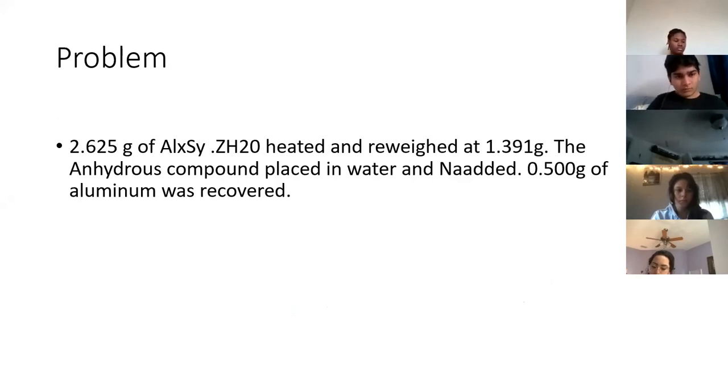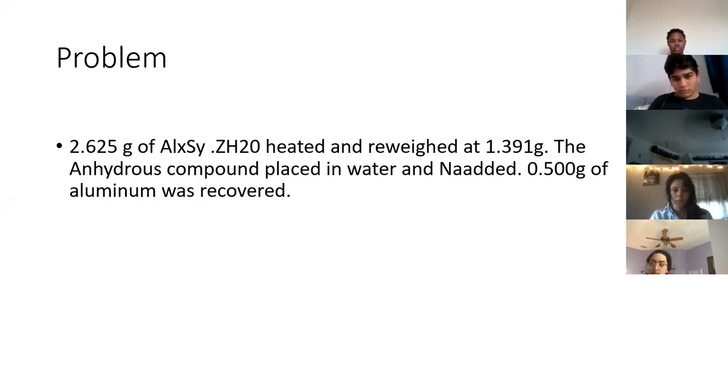We need the formula. We need the values of X, Y, and Z. I have 2.625 grams of my compound. I heated it and reweighed it at 1.391. I then took the anhydrous compound, put it in water. I added sodium. 0.5 gram of aluminum was recovered.